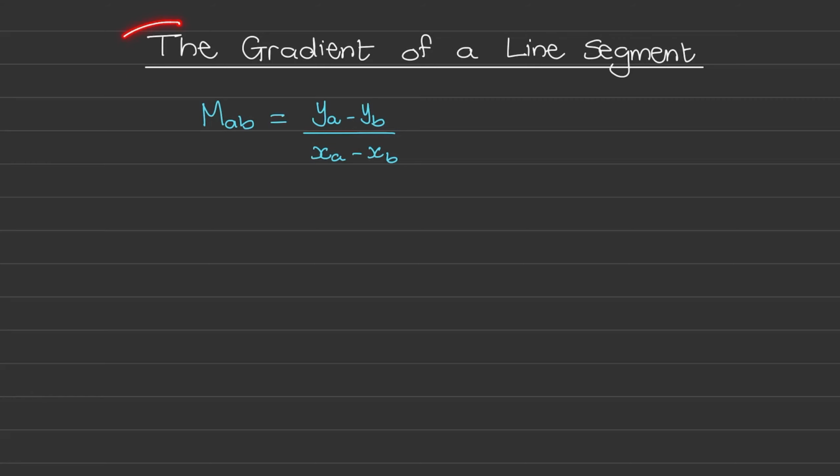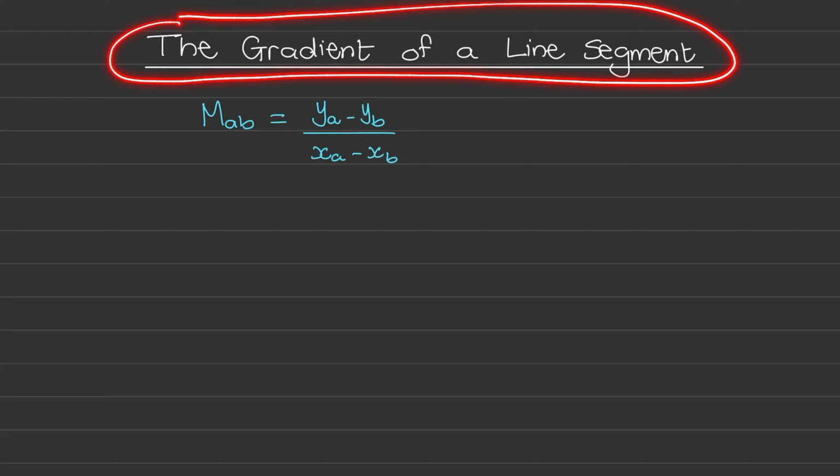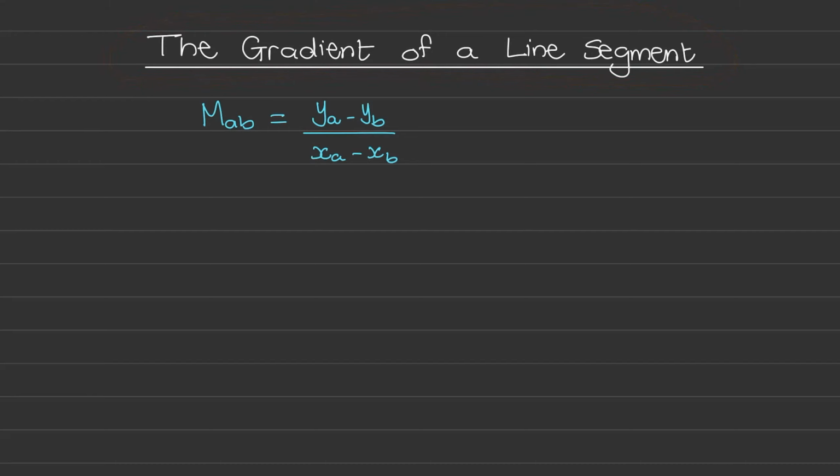In this video, we'll revise the gradient of a line segment. Now, even though this is analytical geometry, we are quickly going to revise all the properties of a gradient that we learned about in the functions section. So the first thing we learned was that the gradient of a line AB is equal to the difference of the y coordinates divided by the difference in the x coordinates.